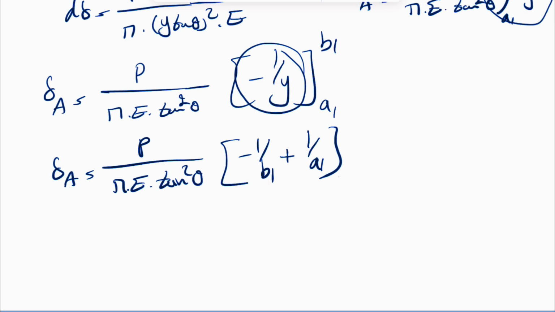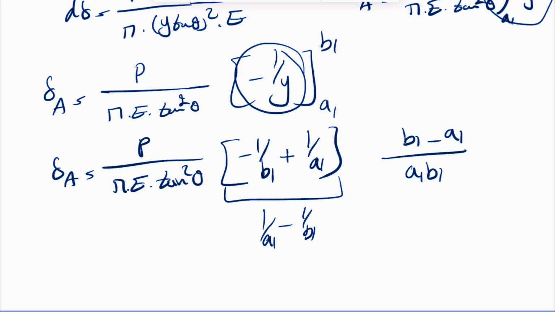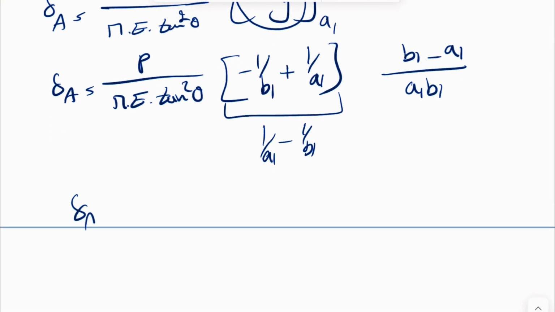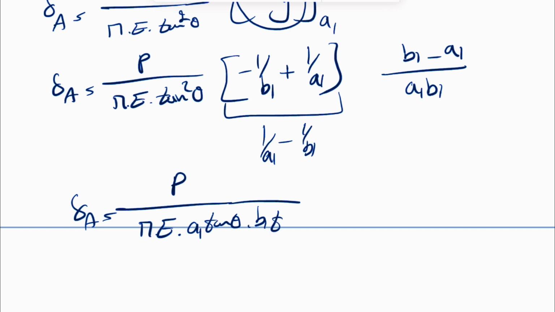We can simplify this part a little bit better. So basically we have 1 over A1 minus 1 over B1. We're going to take the common denominator, which will be A1 B1, and in the numerator, we're going to have B1 minus A1. So what we're going to have at the end for our deformation of A is going to be P over pi times E times A1 tangent of theta times B1 tangent of theta, and we're going to have B1 minus A1.